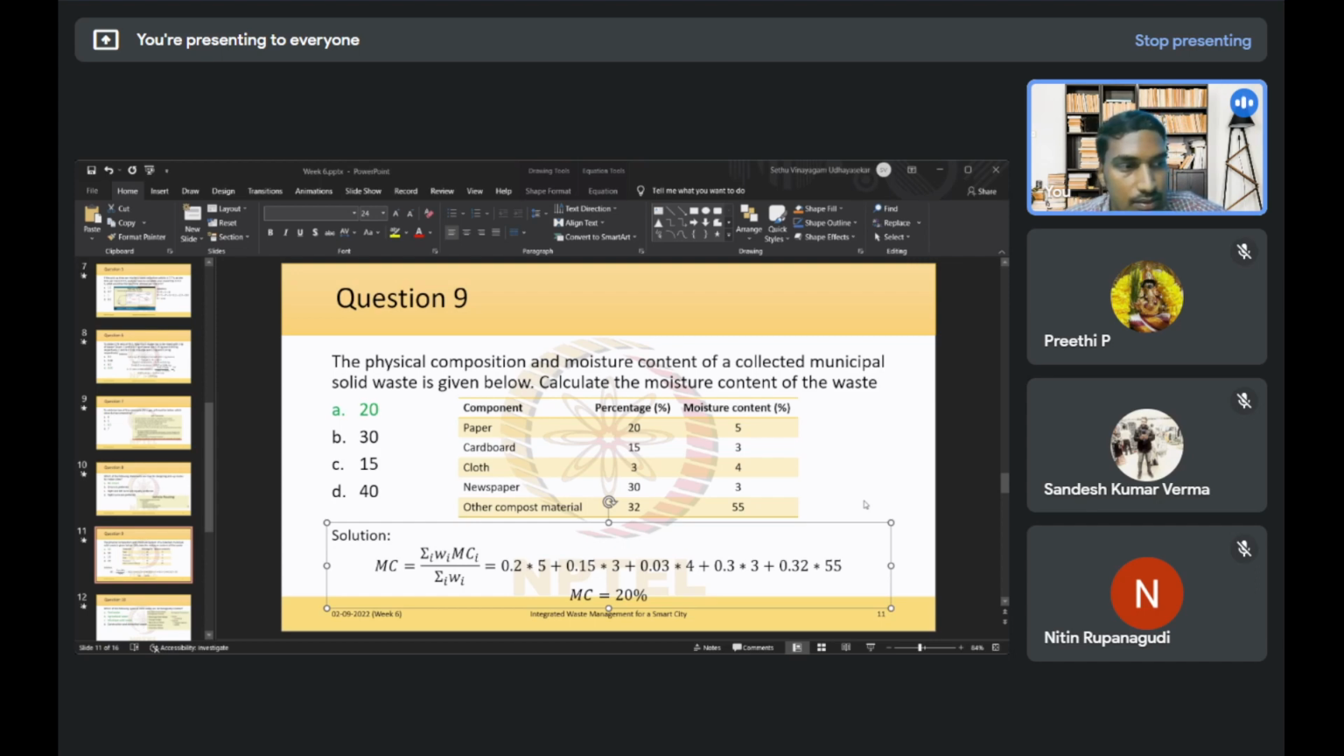Let me just quickly check the calculation. It is 20% of 5, 15% of 3, 3% of 4, 30% of 3, and 32% of 55, which is, yeah, around 20.07%. And the closest option is 20, right? So we go for the closest option. So it is 20%. Okay. So let's continue.